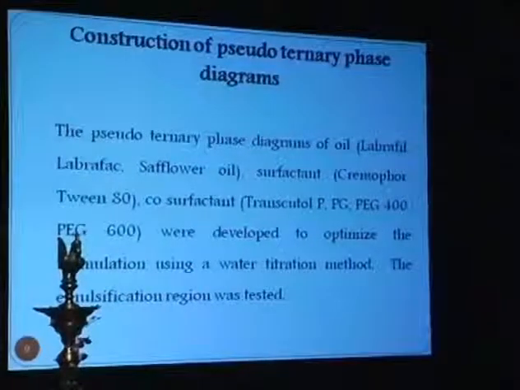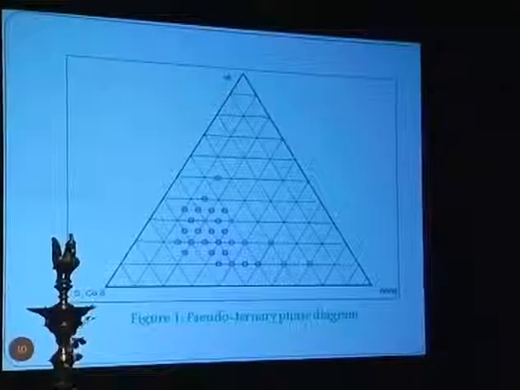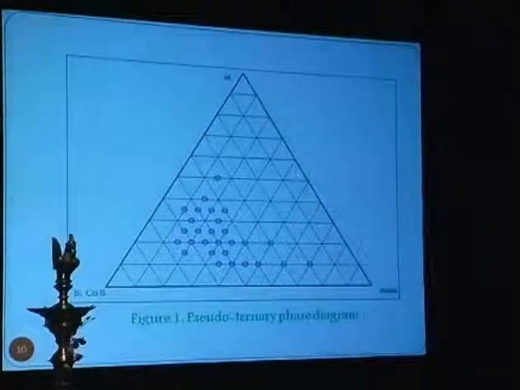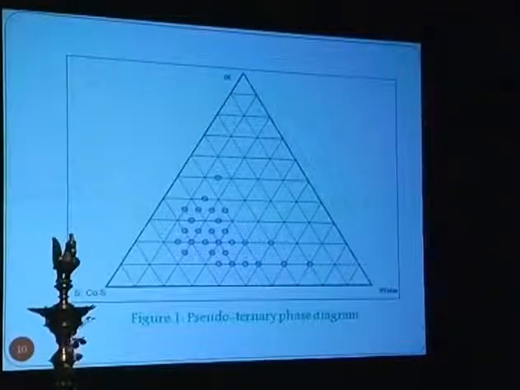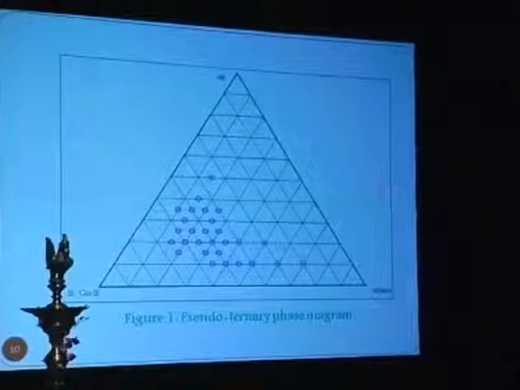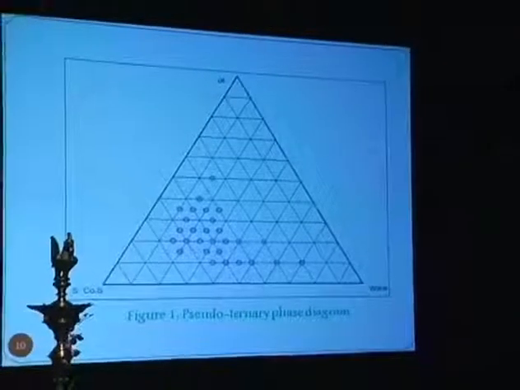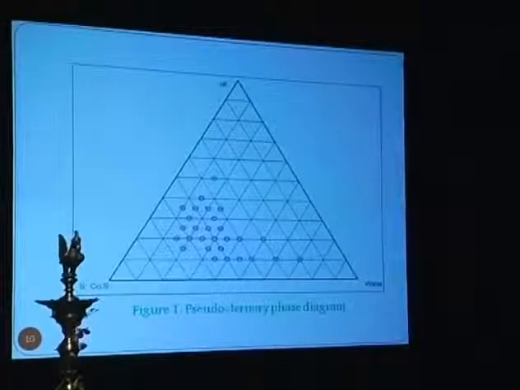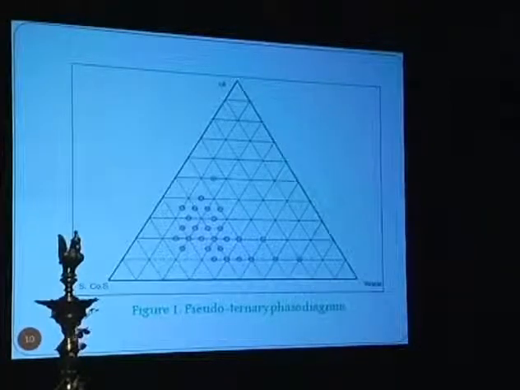So if you see, this is a sample pseudo-ternary phase diagram with the oil at one end and the surfactant and co-surfactant in different ratios. They are mixed by water titration. First the oil, surfactant and co-surfactant were mixed and then titrated slowly with water. These marked points indicate the self-emulsifying region, which is confirmed by the clarity, with Cremophor and Transcutol in 1:1, 1:2, 2:1 and 1:3 ratios, selecting Labrafil as the oil.